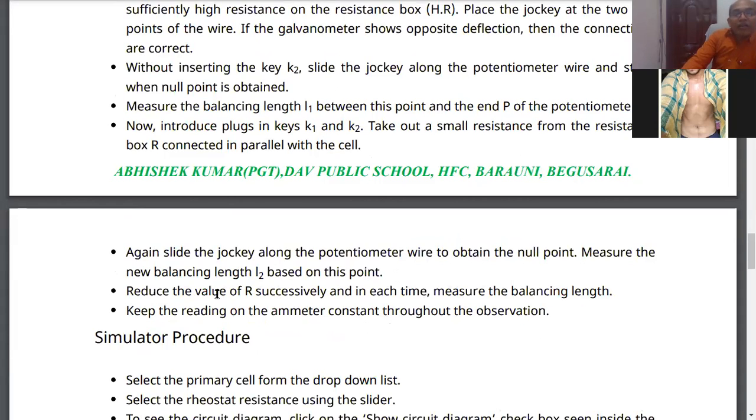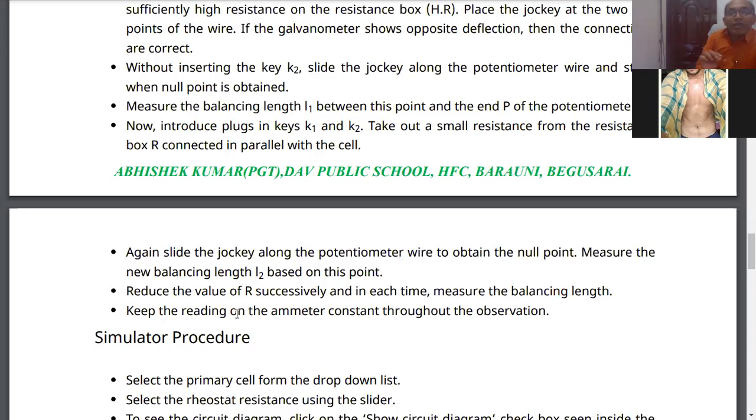Now, after doing this, reduce the value of resistance R successively, and each time measure the balancing length. Here R is the shunt resistance. We reduce the shunt resistance at least 4 or 5 times, and each time we measure the length. If you measure the length 5 times, then take the mean value of that length, and that length will stand for L. Okay, and keep the reading on the ammeter constant throughout the observation. This is the most important point.